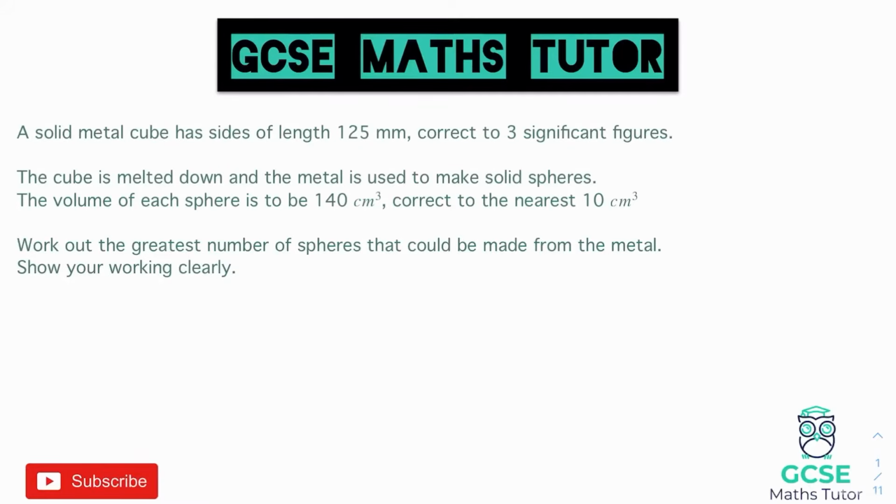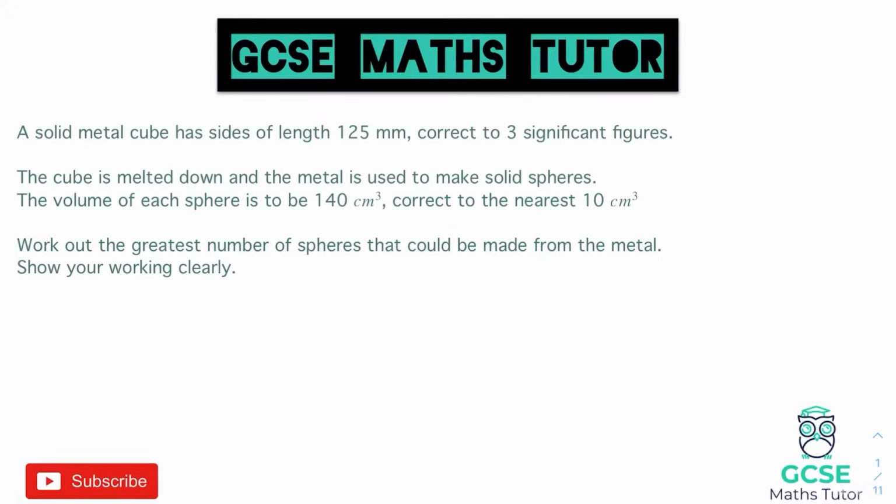Now this question says a solid metal cube has sides of length 125 millimeters, correct to 3 significant figures. It says that cube is melted down and the metal is used to make solid spheres. The volume of each sphere is to be 140 centimeter cubed, correct to the nearest 10 centimeter cubed, and it wants us to work out the greatest number of spheres that could be made from that metal.